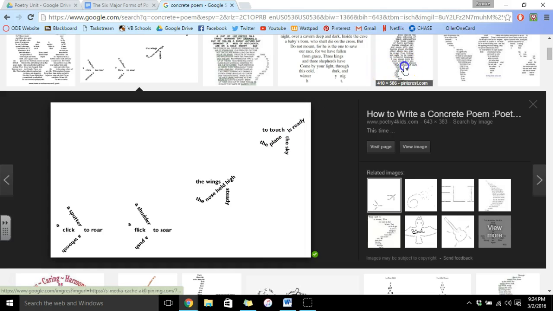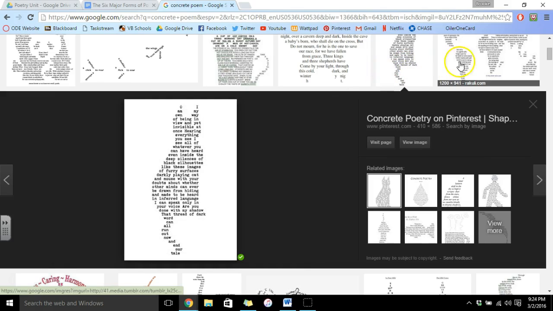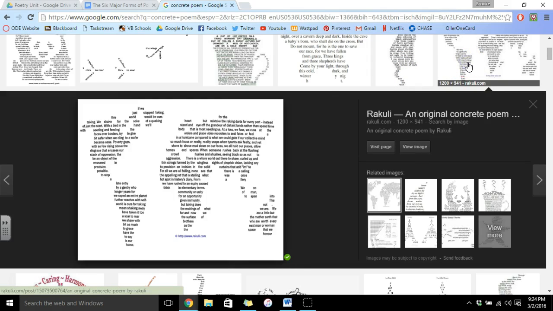So, poem. Here's another cat. That's a big one.